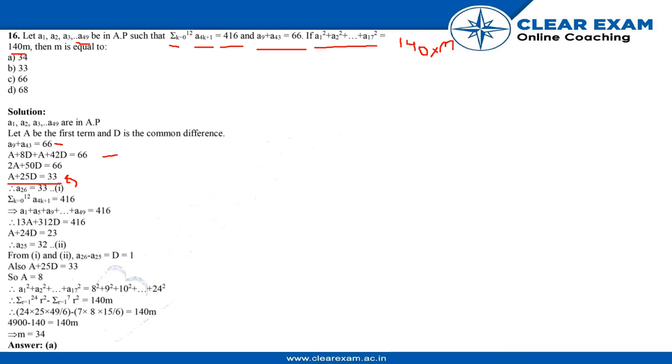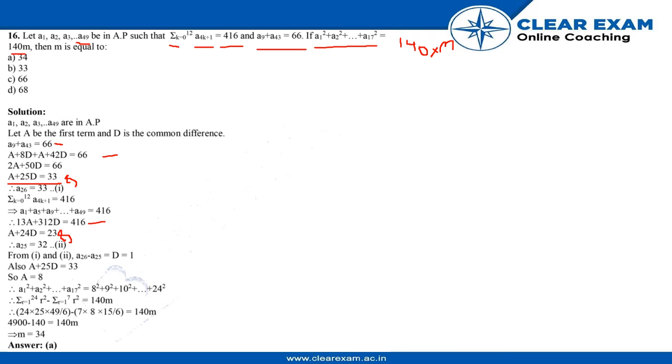Then the sum over k from 0, we know that a_(4k+1) equals 416. Therefore, for the other AP, a1 plus a5 plus a9 and so on up till a49 equals 416. Therefore, from this equation, 13a plus 312d equals 416, from which we have another equation, a plus 24d equals 32. So we can say a25 equals 32.